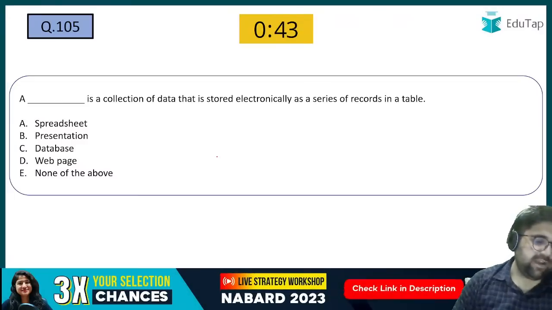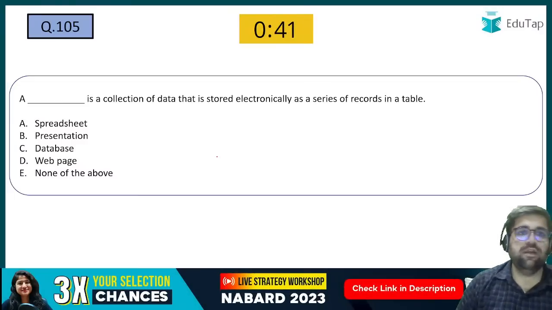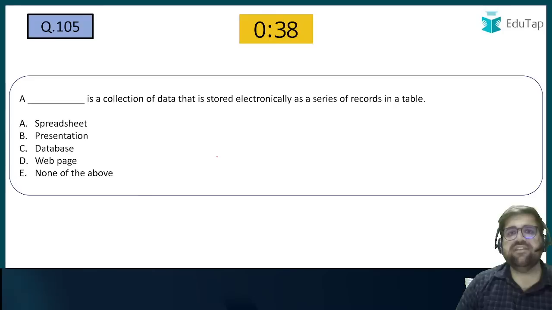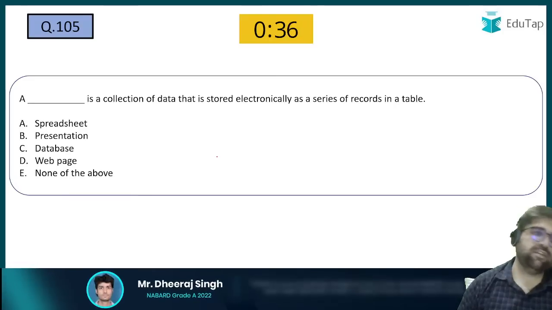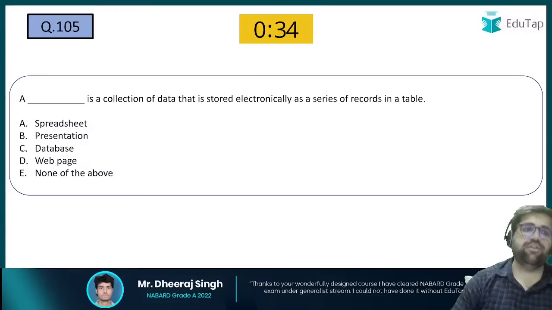Okay, question number 105. Dash is the collection of data that is stored electronically in the series of records. Arre, to bahut easy question hai. And this is also a previous year question. The answer will be database.